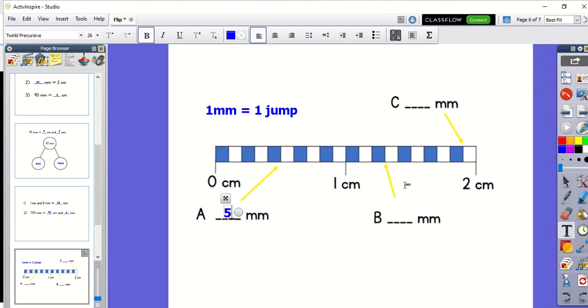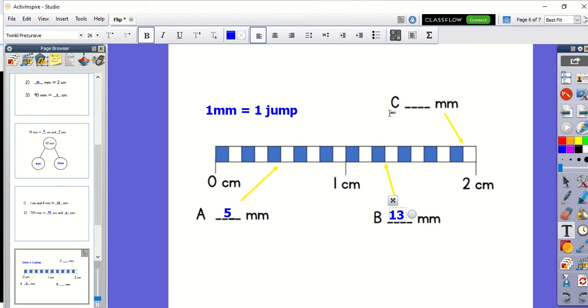Let's see if we can work out B. So we've got 1 centimetre, so we've got 10 millimetres already because we want the answer in millimetres. So we've got 10, 11, 12, 13 millimetres. See if you can solve C by yourself.